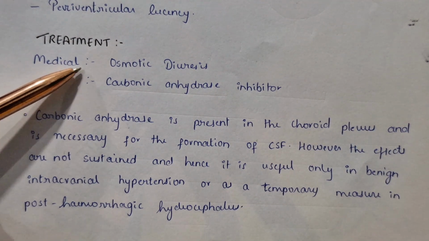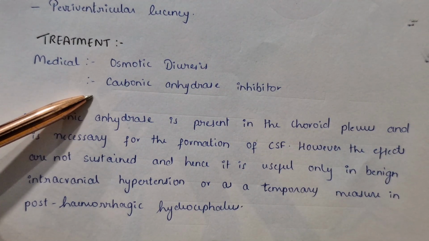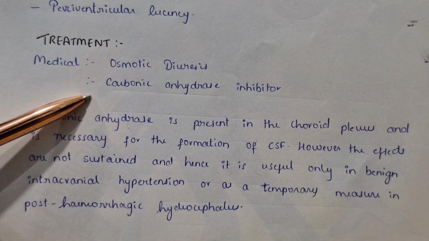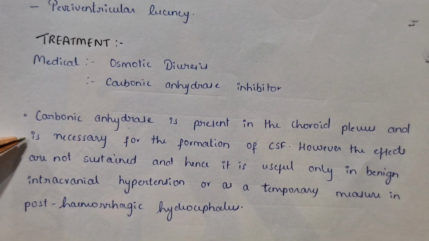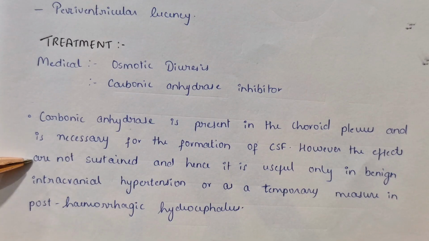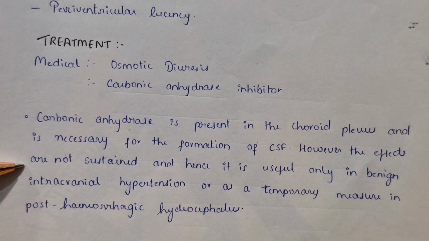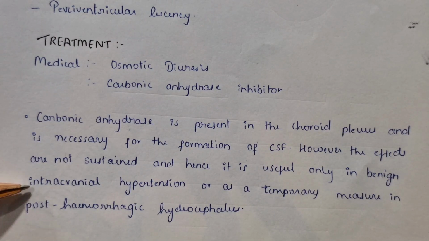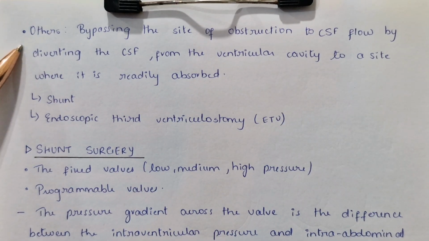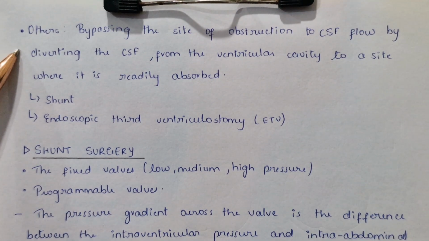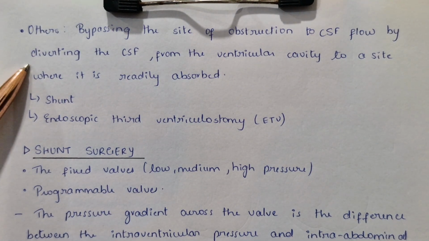Treatment for hydrocephalus. Medical treatment includes osmotic diuresis and carbonic anhydrase inhibitor. Carbonic anhydrase is present in the choroid plexus and is necessary for the formation of CSF. However, the effects are not sustained and hence it is useful only in benign intracranial hypertension or as a temporary measure in post-hemorrhagic hydrocephalus.